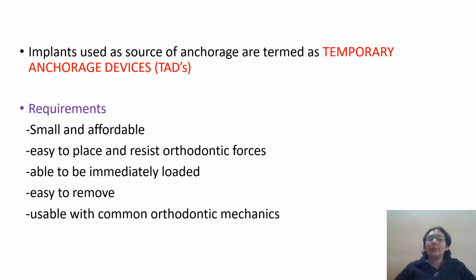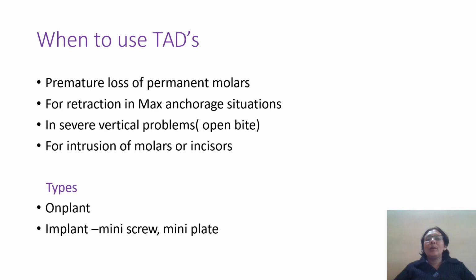Temporary anchorage devices are in the patient's mouth for the time being, and after that they have to be removed once the orthodontic treatment is over. So they should be small, affordable, easy to place, and able to resist orthodontic forces. You can easily load them, easily remove them, and they can be used with common orthodontic mechanics. When to use a TAD: for example, premature loss of permanent molars, retraction in maxillary maximum anchorage situations, and in severe vertical problems for intrusion of molars or incisors.